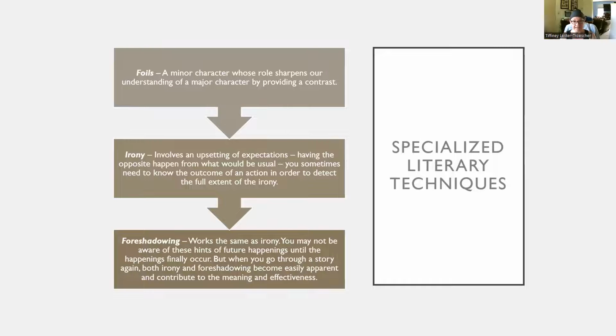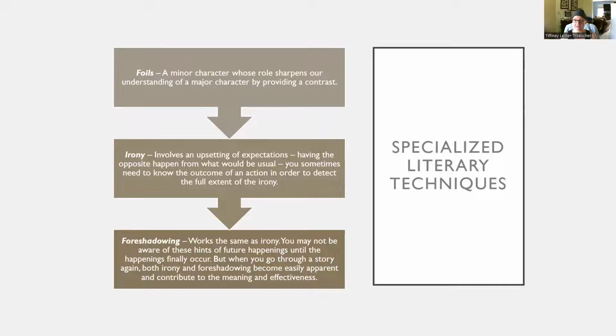We have irony. Again, we talked about irony in the poetry unit. Irony is when the opposite of what we expect happens. And sometimes irony is hard in short stories because you don't realize it's irony until after the fact. That's why going back and rereading certain sections, or continuing to think about what you have already read, can help you understand the story more as you continue to progress through it.